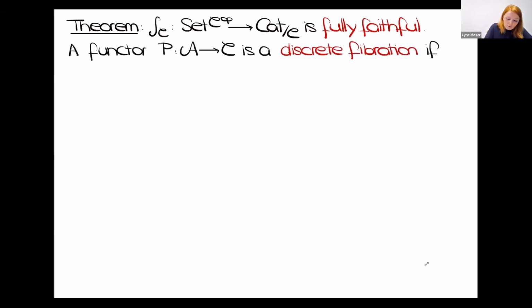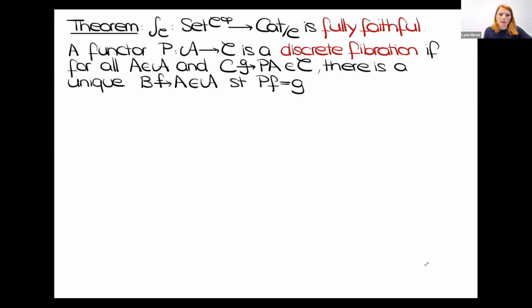And so we say that a functor is a discrete fibration over C if it's a functor from a certain category A to C that satisfies the following condition. For all objects A in A and all morphisms from a certain object C to the image under P of this A, there is a unique lift of this morphism where we fix the target. So there is a unique morphism from B to A in A such that it is mapped to G.